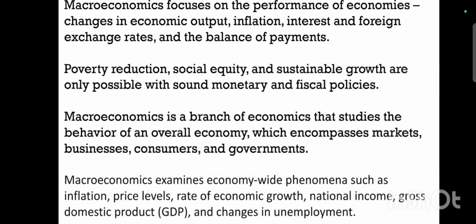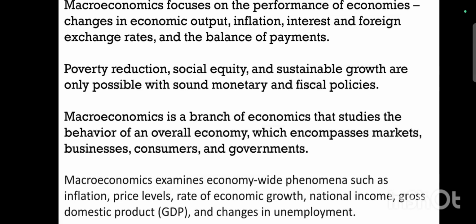So, what does macroeconomics study? Microeconomics studies the behavior of any particular decision making unit such as a household or a firm. But macroeconomics studies the behavior of the economic system as a whole, or all the decision making units put together. It deals with the behavior of aggregates. Aggregates means total, like total employment, gross national product, national income, general price level, etc.